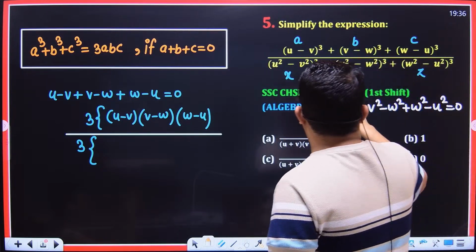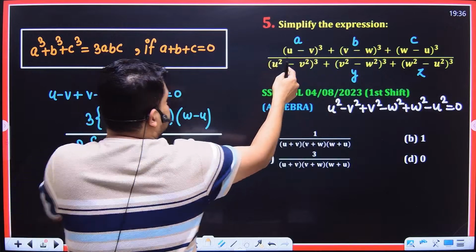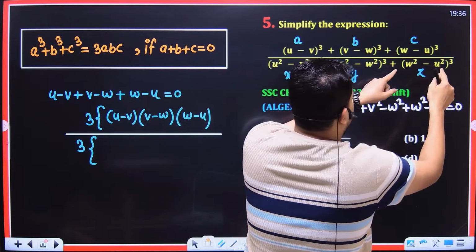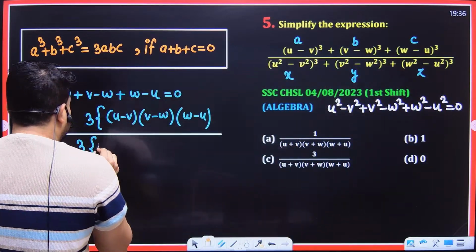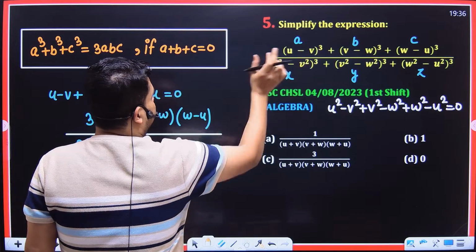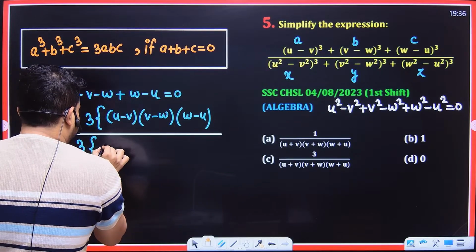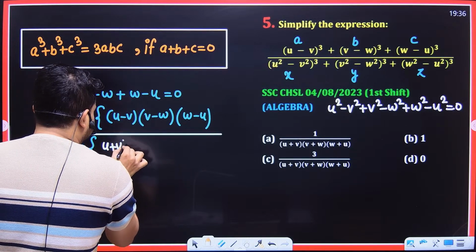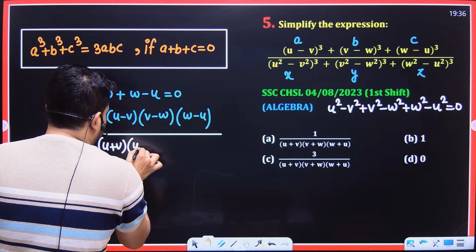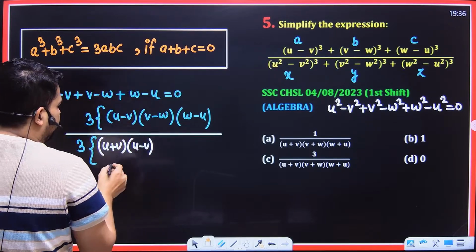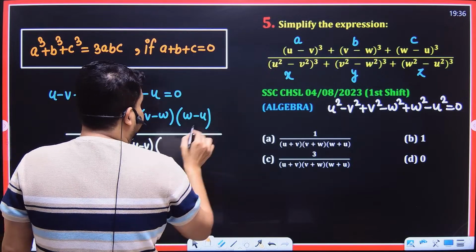It means x plus y plus z equal to 0, it means x cube plus y cube plus z cube is equal to 3 times of x, y, z, and what is x? u square minus v square, and we can write it as u plus v, u minus v. We can write u plus v because it is a square minus b square. Minus term will be cancelled out. Again, it can be written as v minus w.